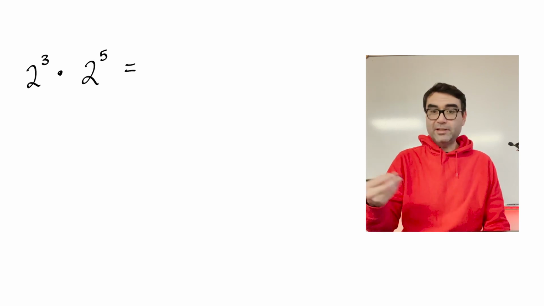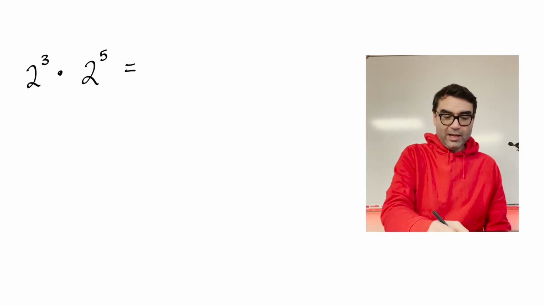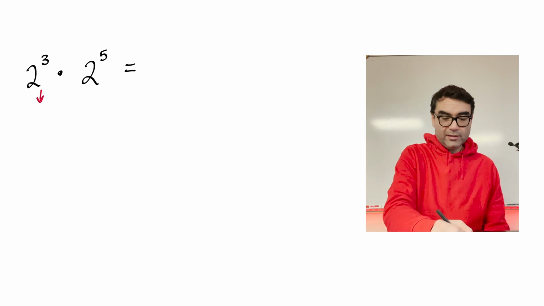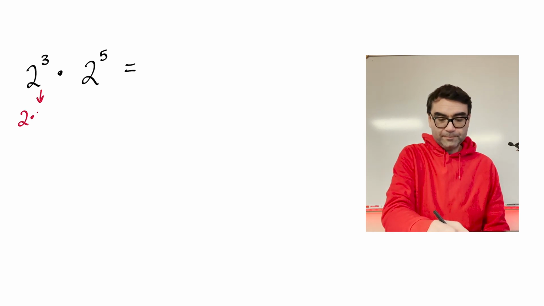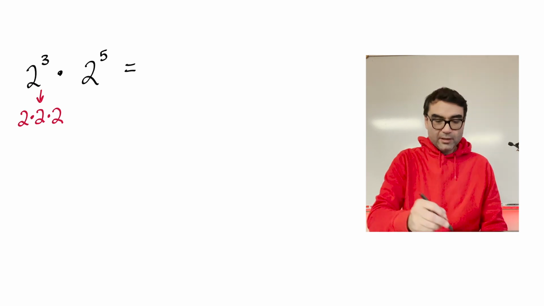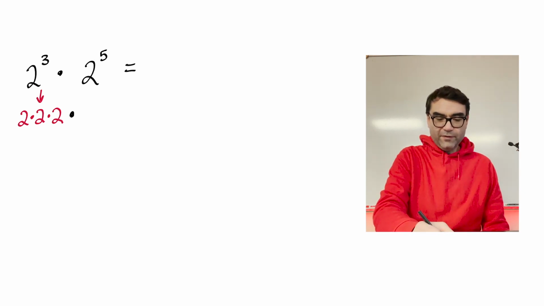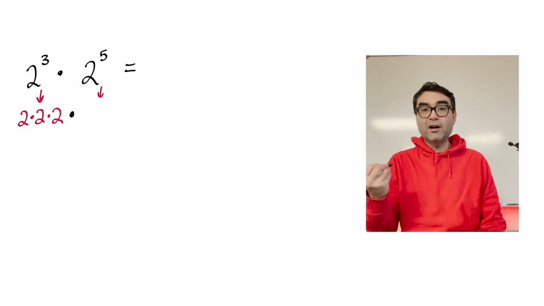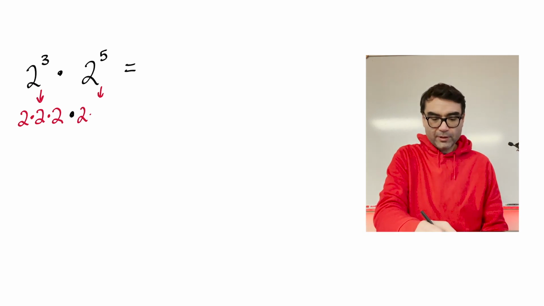2 to the third power is a factor that we're multiplying here. And what 2 to the third power represents is repeated multiplication. So 2 to the third power, or 2 exponent 3, means a product of 3 2's. Similarly, 2 to the fifth power is another product of 2's, and there are 5 factors of that too.